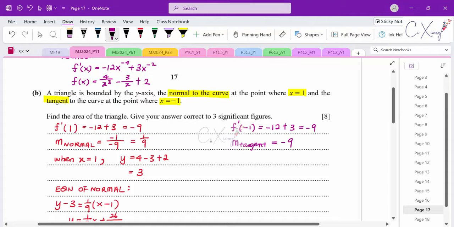All right. And after that, I want to know my passing point for this particular tangent line. When x equals negative 1, what's the value of y that I get? So again, substitute negative 1 into this particular function. You'll have negative 4 plus 3 plus 2. And the answer for y is 1. You have the gradient, you have the passing point. So again, I want to form the equation of tangent.